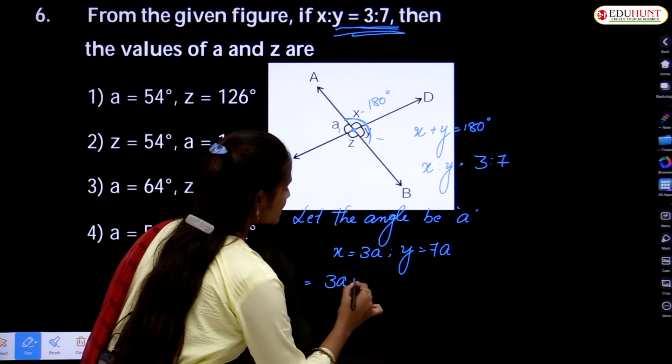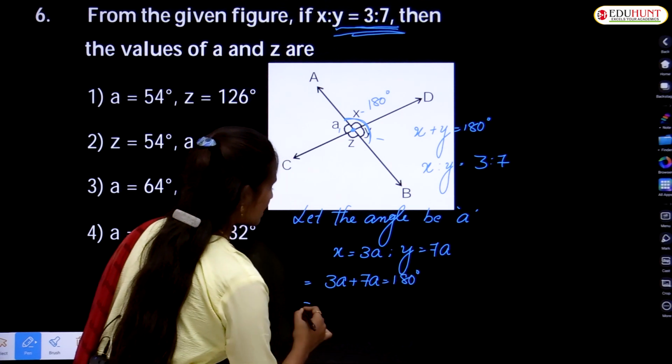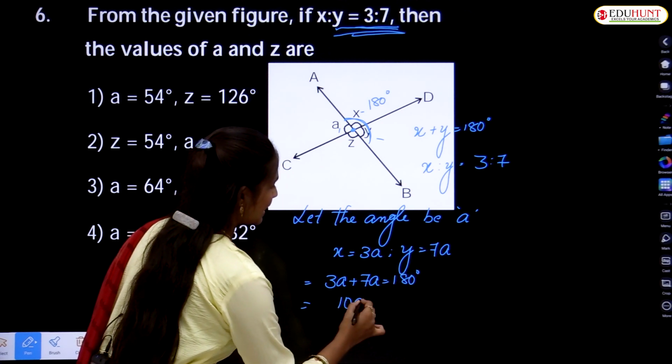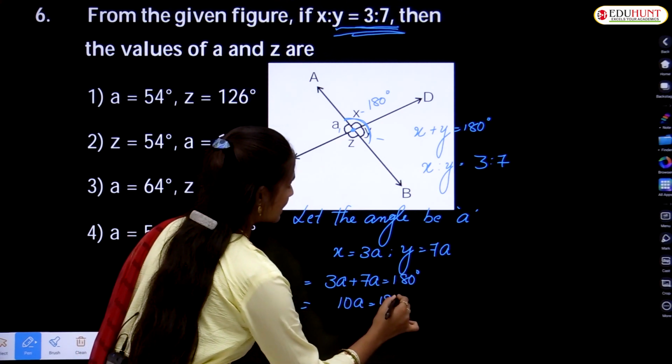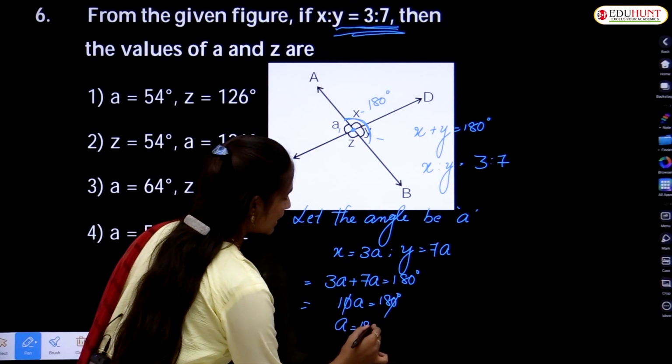So 3A plus 7A is equal to 180 degrees. So 10A is equal to 180 degrees. So 0 and 0 get cancelled. So A is equal to 18 degrees.